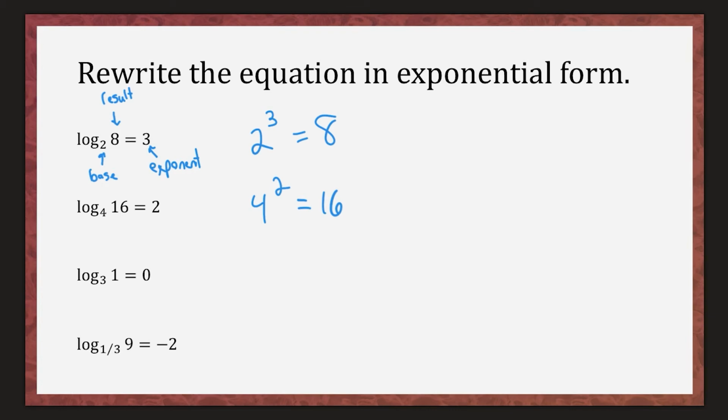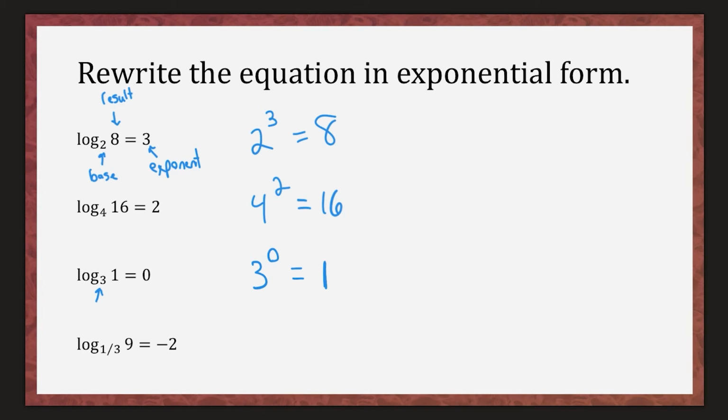Next we have log base 3 of 1 equals 0. So the base is 3, and the exponent is the thing isolated. So 3 to the 0 power equals the result 1. And that's true. Anything actually to the 0 power equals 1. I could have put any number down here except for 0. I can't put 0 there. 0 to the 0 power does not equal 1. But every other number I could have put down there to the 0 power equals 1.